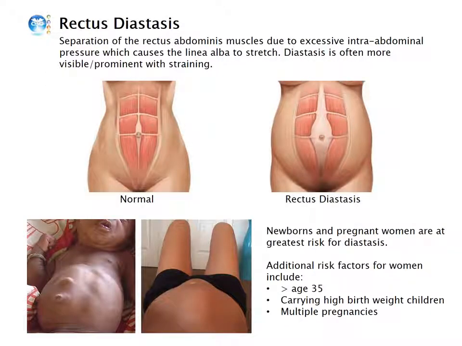On occasion, the rectus abdominis muscles can separate as a consequence of excessive intra-abdominal pressure. This muscle separation and stretching of the linea alba is referred to as rectus diastasis. Women are especially at risk for abdominal muscle separation during pregnancy, as the increased pressure of the growing fetus expands the uterus, thereby pressing against the anterior abdominal wall. And the second population at greatest risk would be newborns.